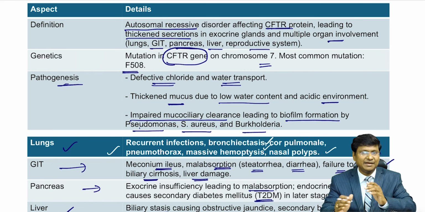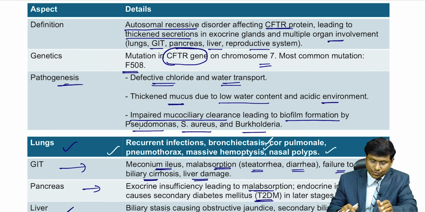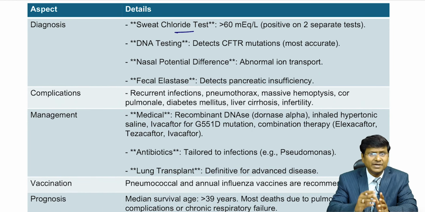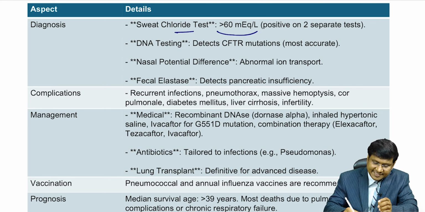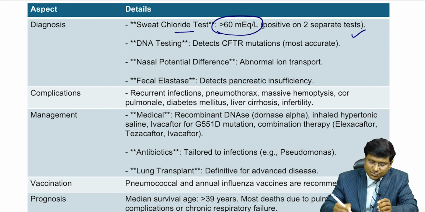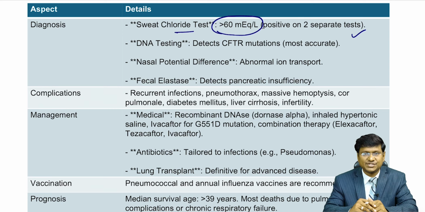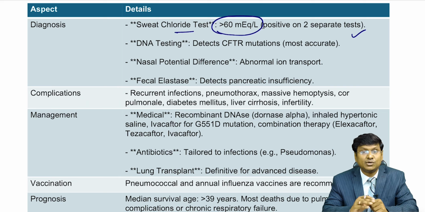Then how will you be able to diagnose cystic fibrosis? You need to do a screening test, and that particular screening test is the sweat chloride test. When you do a sweat chloride test, the sweat chloride will be more than 60 milliequivalents per liter. That is what is observed on two separate tests. That is the sweat chloride test.